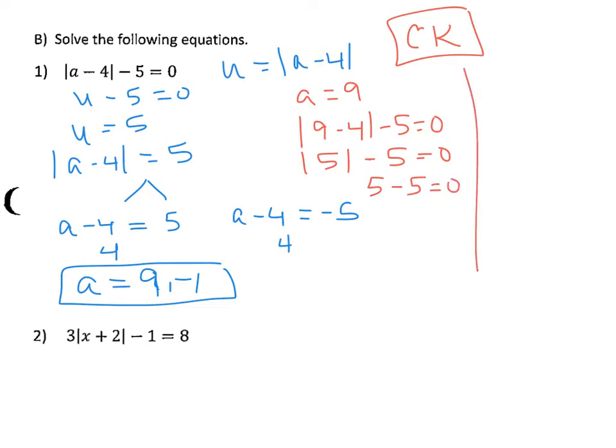Okay, then we're going to try absolute value with a equals negative 1. So negative 1 minus 4. Absolute value of that, and we're going to subtract 5. So I get the absolute value of negative 5 minus 5. So I get 5 minus 5 does equal 0 again. So we know that our answers are correct.